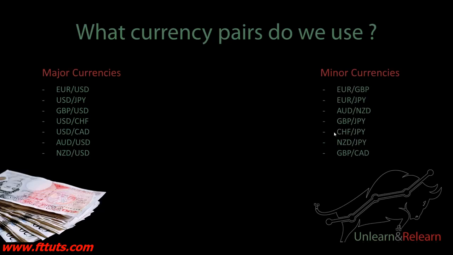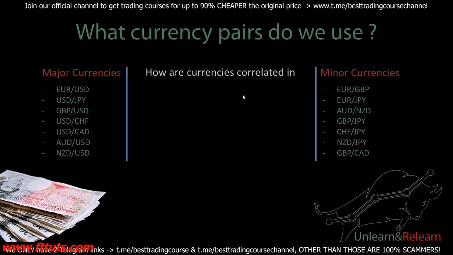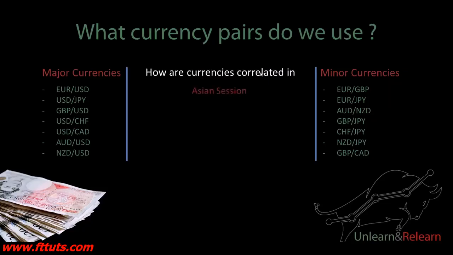This is important for you to understand which pairs are going to have the most volatility, or which pairs are going to be the easiest to trade in different sessions. One really important thing to note is how currencies are correlated in different sessions. This is also extremely important. When you're talking about the Asian session, you have the yen that's open, you have Australian dollar, New Zealand dollar, and then you have some movement in gold as well.